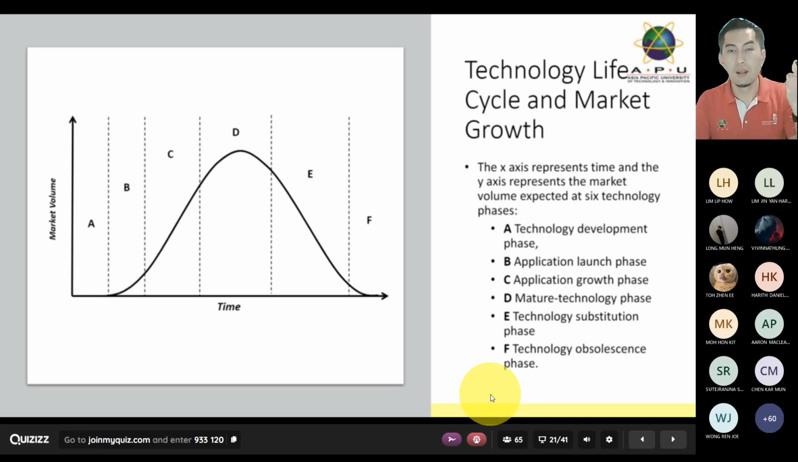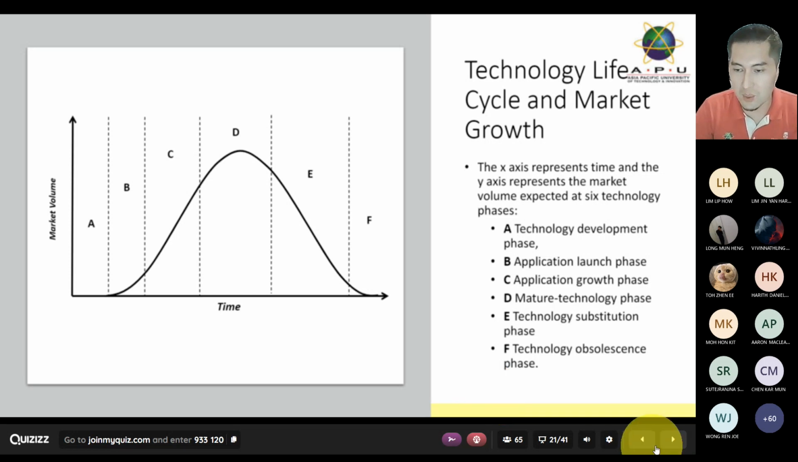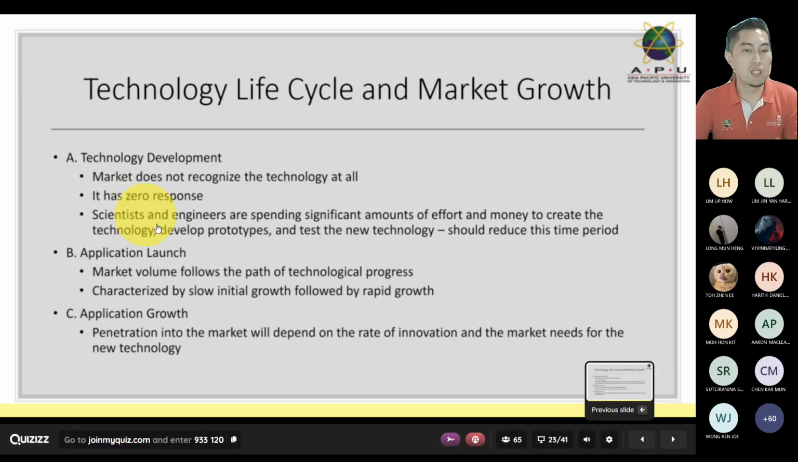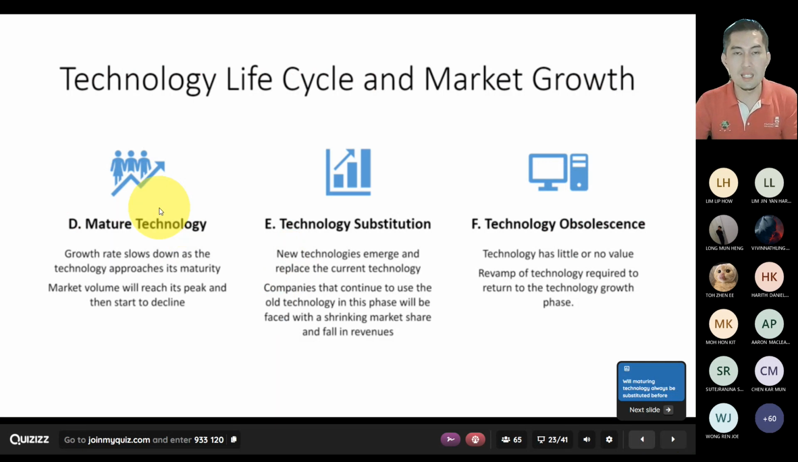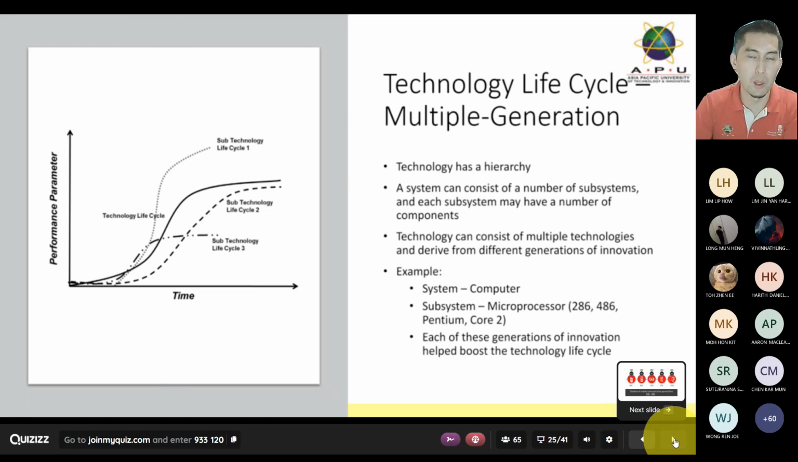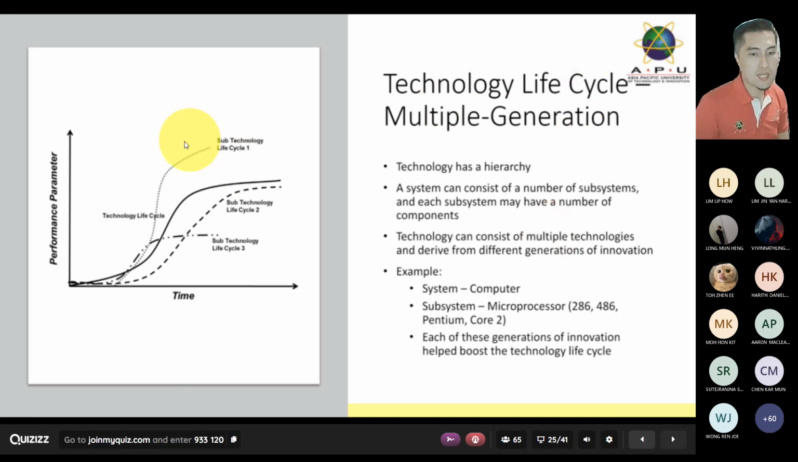My main point is that there can be technologies that go through that. It doesn't mean that every technology, after they mature, must go through substitution before they go obsolete. There is a chance that after they mature, they can go straight to obsolete and just go out of the market. To be fair, we are talking about technology adoption overall. So the life cycle will always have multiple generations. Most technology will have multiple generations, so that's very common.